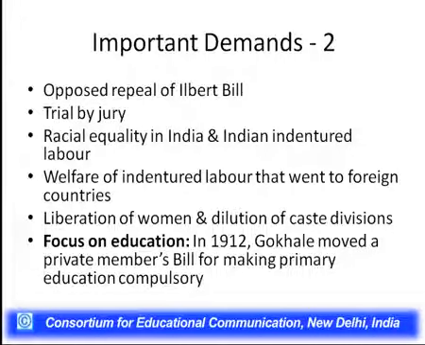They also wanted racial equality for the Indians, and for the Indian indentured labor which went to other parts of the world. Then the liberation of women and the dilution of caste divisions. It was an important aspect which was also dealt with in the social religious reform movements as well. And the people associated with the Congress in the initial phase also wanted to dilute the divisions based on caste.